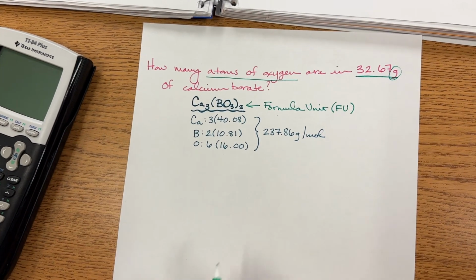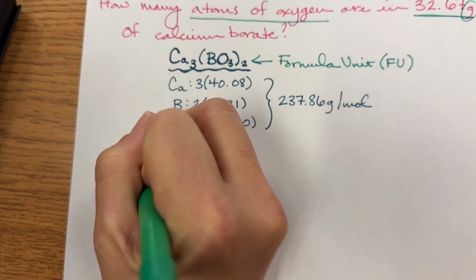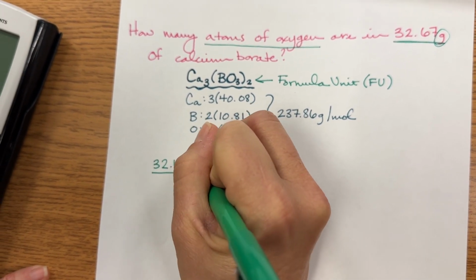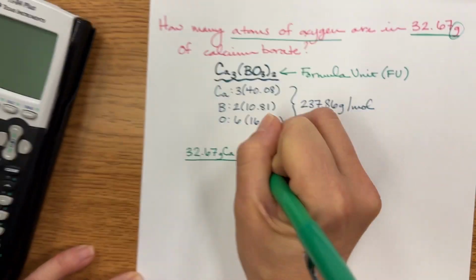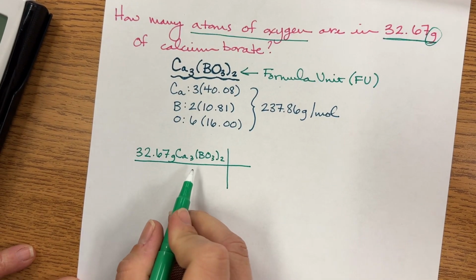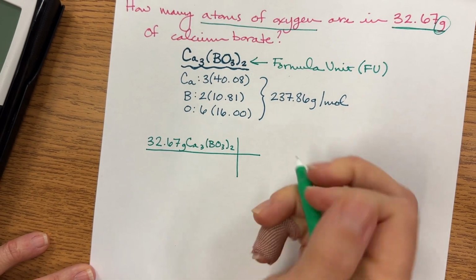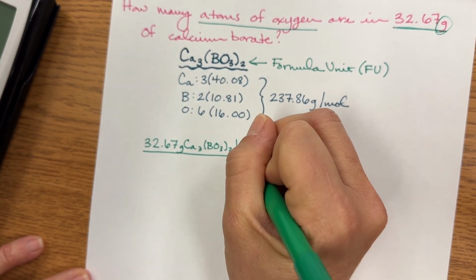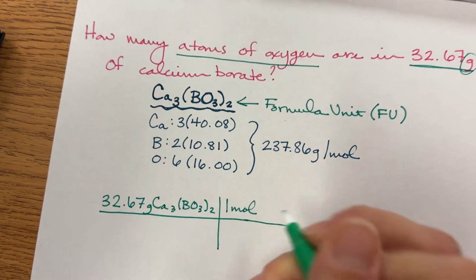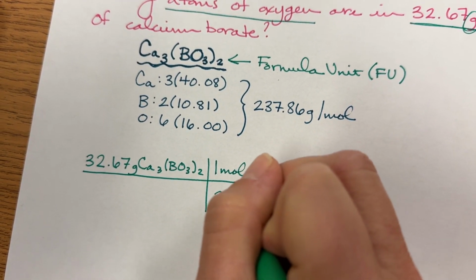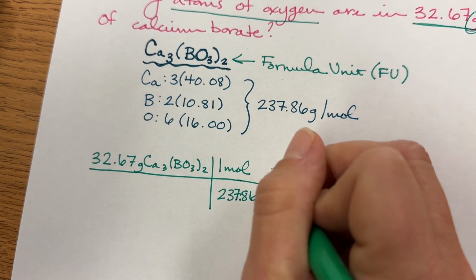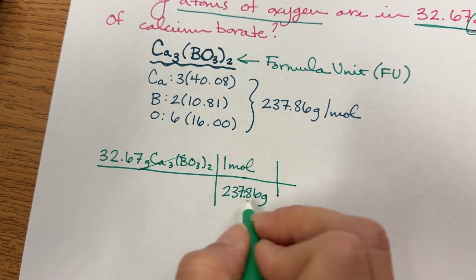Okay, all right, so let's get going. We have 32.67 grams of my calcium borate. I'm just gonna write it out, Ca3(BO3)2, okay? And since I have grams, I know that I'm going to use that magic word grams for the molar mass, and that's what's going to go next. So for every 1 mole of calcium borate, it's going to have a molar mass of 237.86 grams, okay? So if we're looking at our units, grams of calcium borate would cancel.